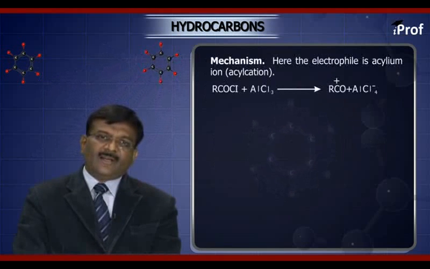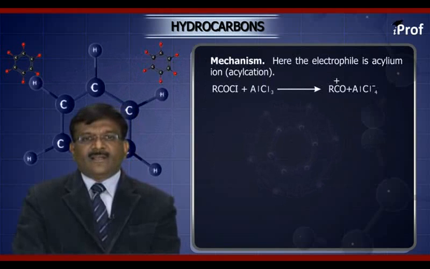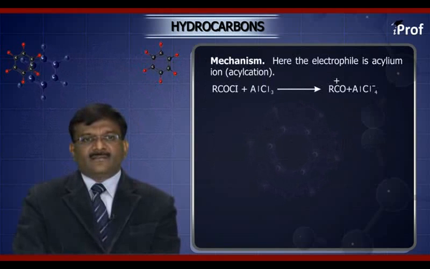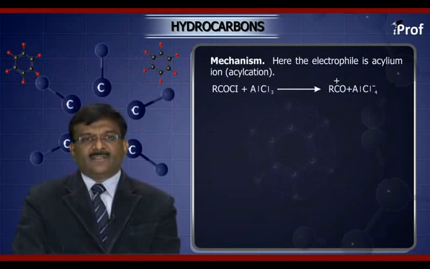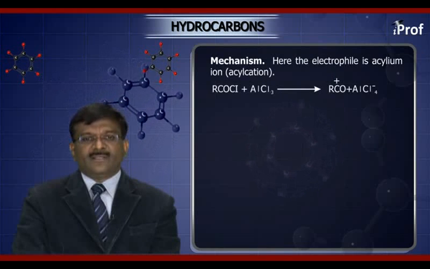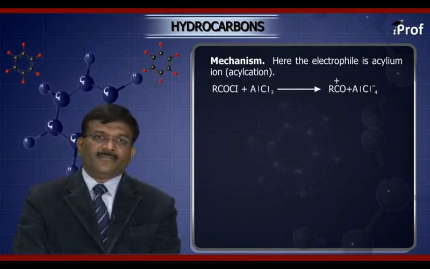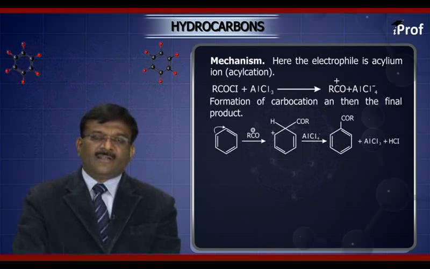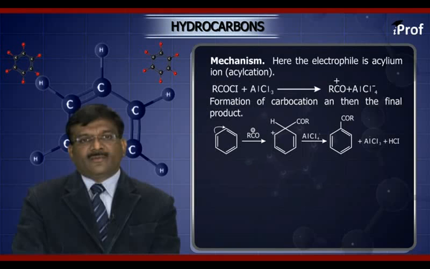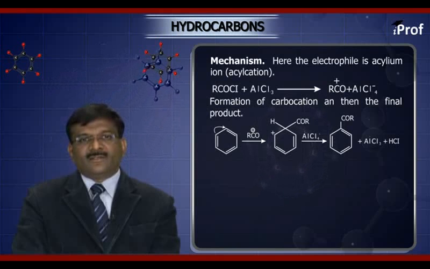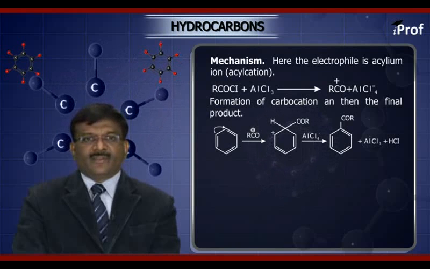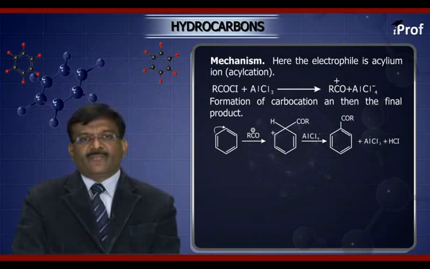The mechanism involved here is that the electrophile is the acylium ion, the acyl cation. RCOCl plus AlCl3 gives RCO plus AlCl4 minus. The formation of the carbocation and then the final product. The first part is the slow reaction, the second is the fast reaction to give the final product.